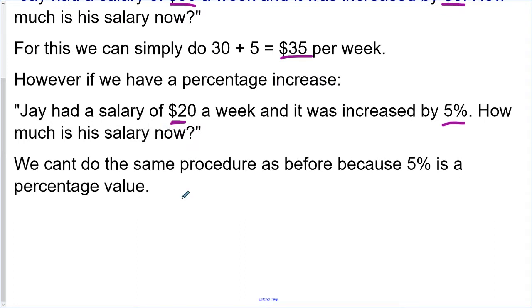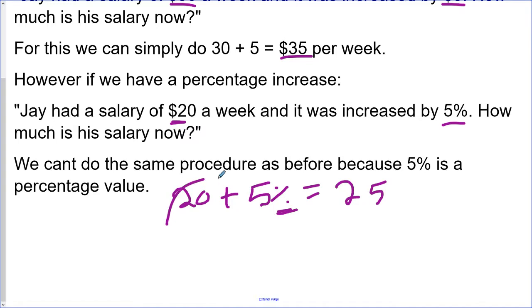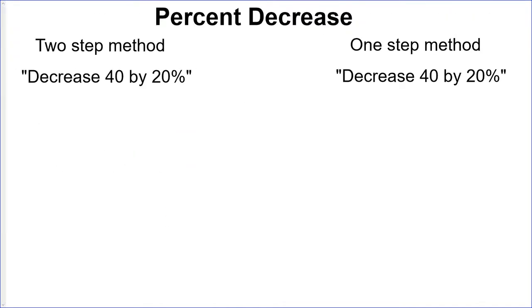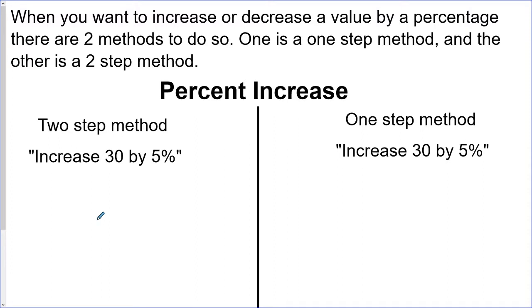So again, we can't just do 20 plus 5% is equal to 25. That does not work, okay? Because again, this is 5%, not just $5. So how do we do this? Well, there are two methods we can use for both percent increase and decrease. One is a one-step method, one is a two-step method, although the two-step method isn't really that much longer, so it's really not a big deal if you choose to use that one.